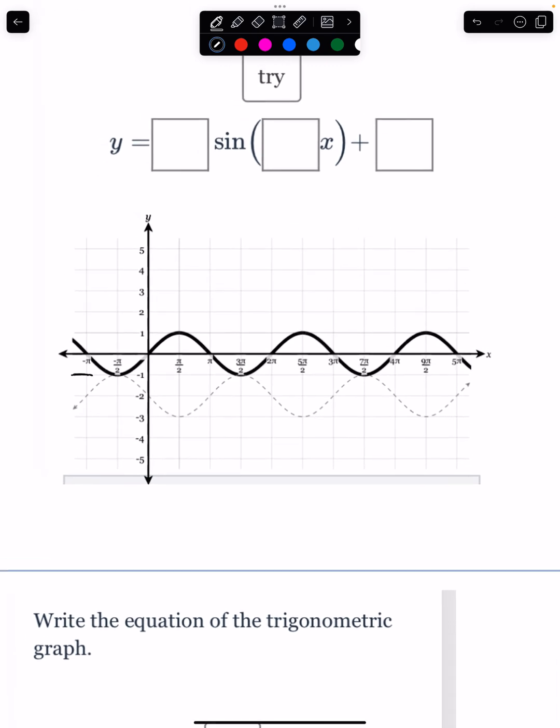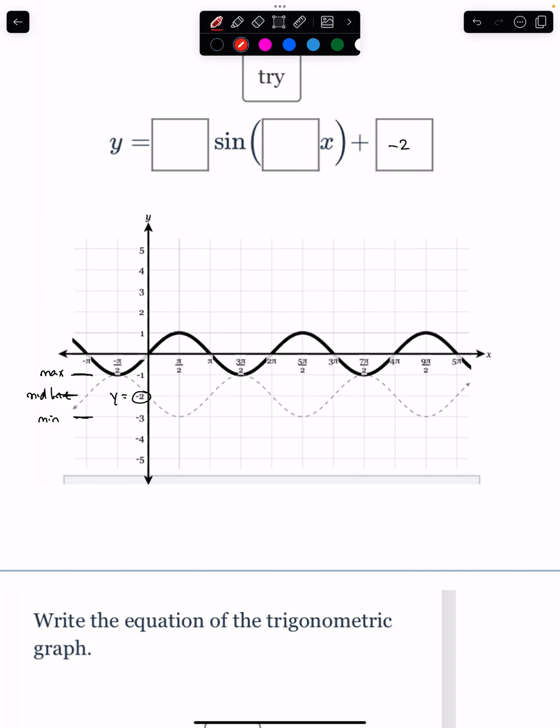So I'm finding my max, I'm finding my min. All right, so here's my max, here's the min. That means my midline is going to be in the middle, and my midline here is just -2. So y equals -2, so -2 goes in here.